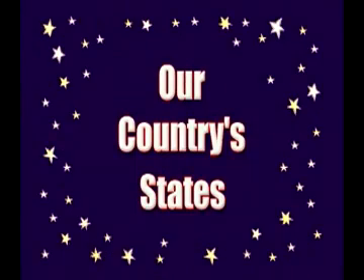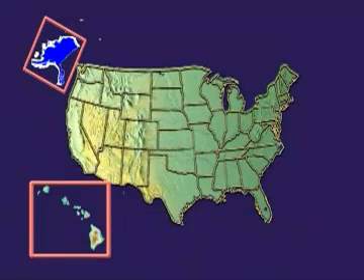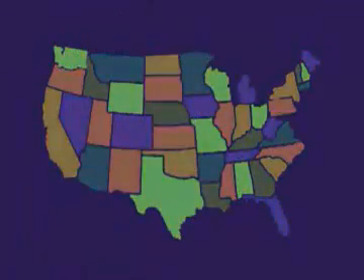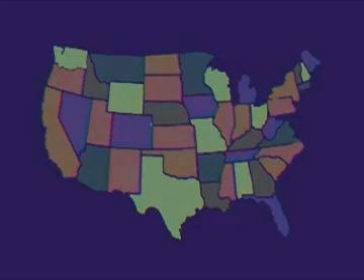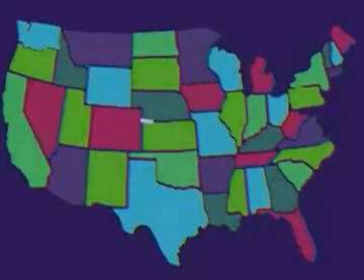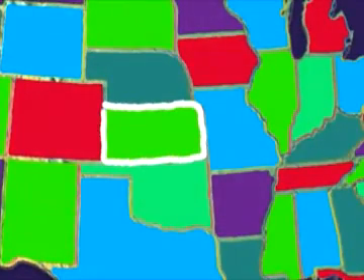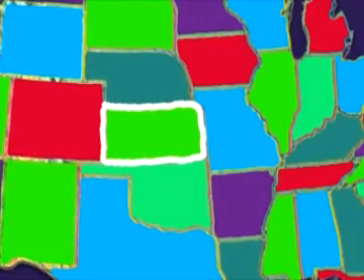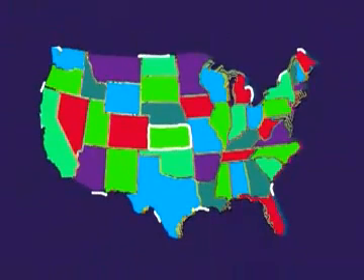Our country's states. There are 50 states in the United States of America. Together, we make up the country we live in. States are different shapes and sizes, and each one has its own name. The line around a state is called a border. On a map, it shows where a state begins and ends, just like the border around our country shows where it begins and ends.